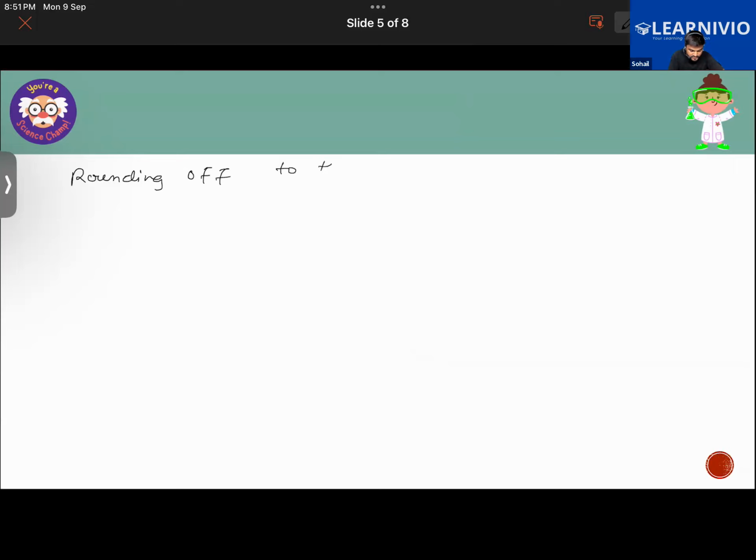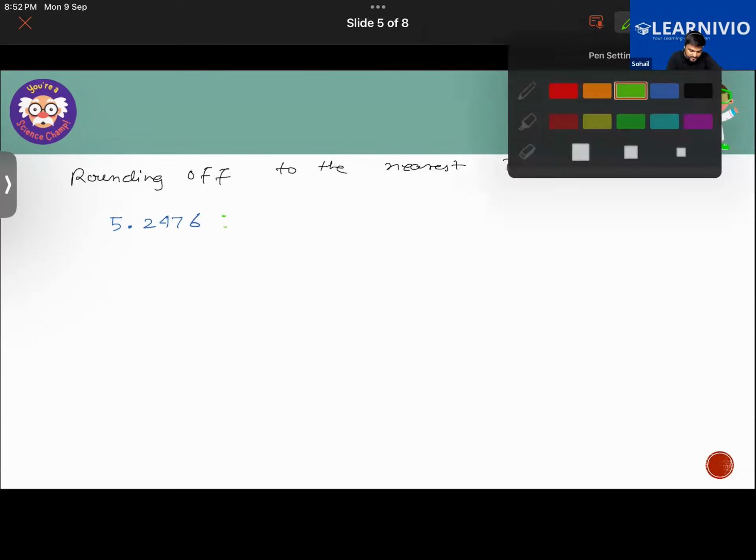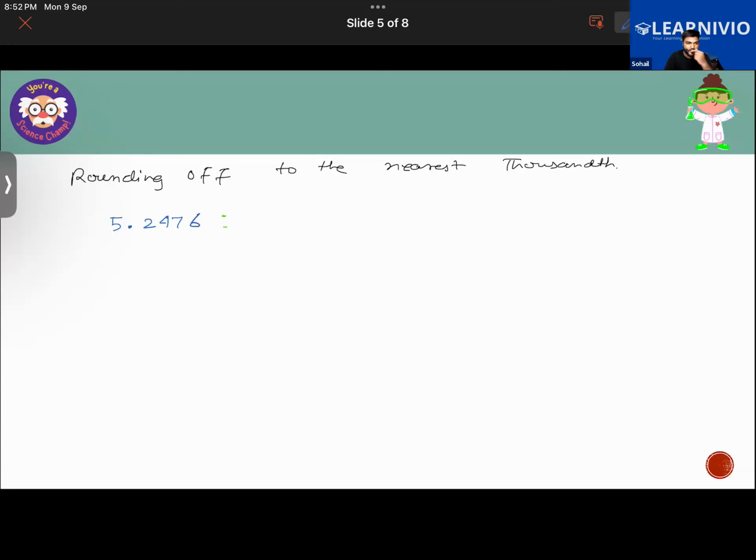Now rounding off to the nearest thousandth. Let us take some examples, with the help of which we will understand this. Say you have a number 5.2476. First of all, spot which digit is at the thousandth place here. The question is, which of these digits is standing at the thousandth place? 7, right? So look at the 7 here. The digit on the right of 7 is 6, which is greater than 5. So you have to add 1 to the thousandth place.